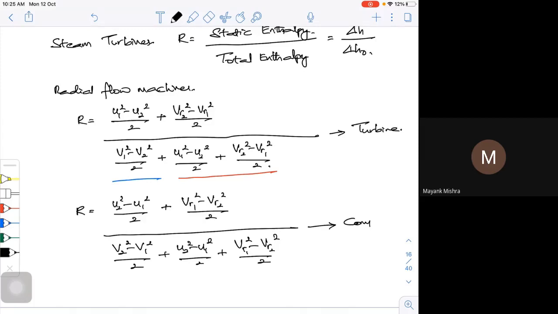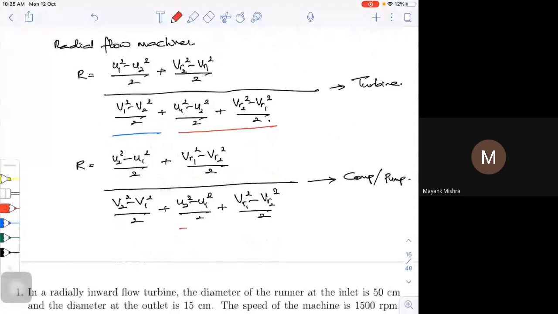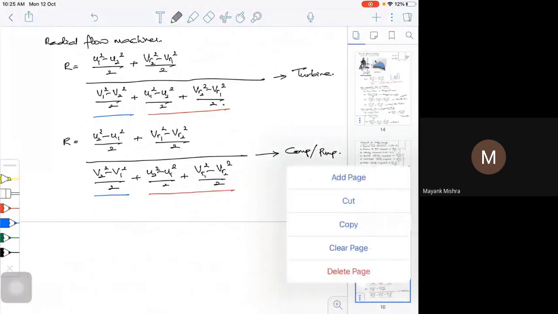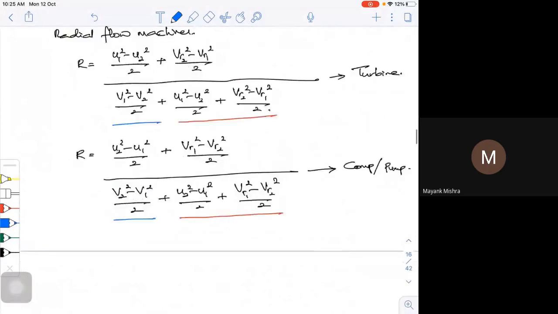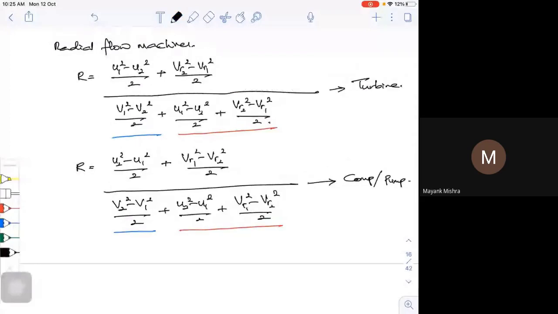So here also, if you look at it, I have the static component and the dynamic component. Both these kinds of machines, whatever they may be, radial flow machines or otherwise, I can write in this particular form. What I have written at the bottom is the alternate form in terms of absolute velocity or relative velocity. Is it possible for me to write the Euler equation to calculate the degree of reaction? Yes, I can do that.